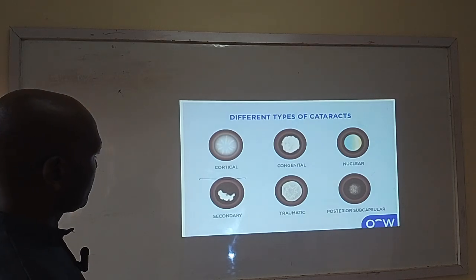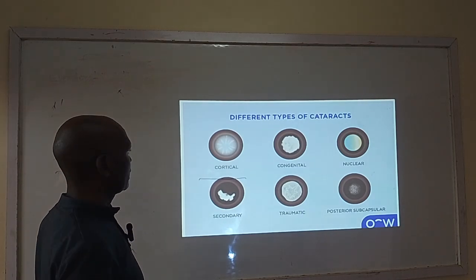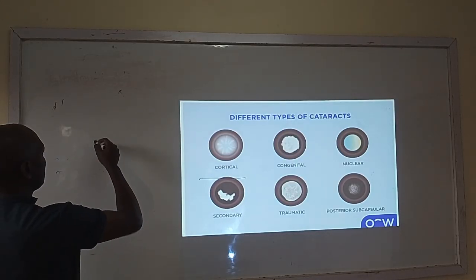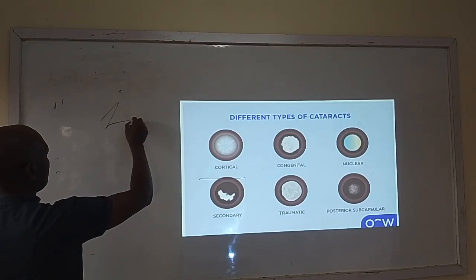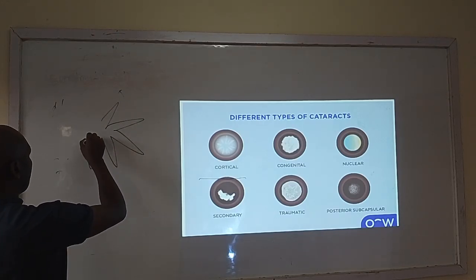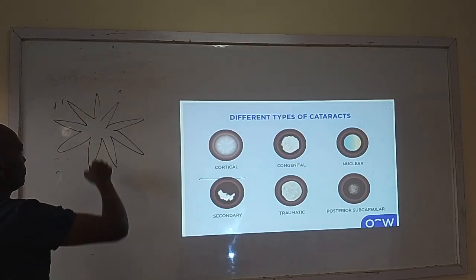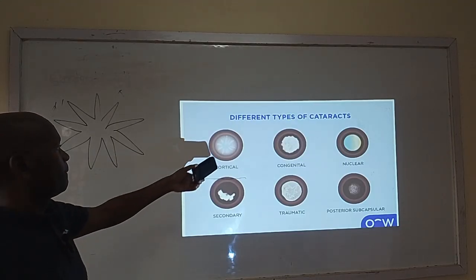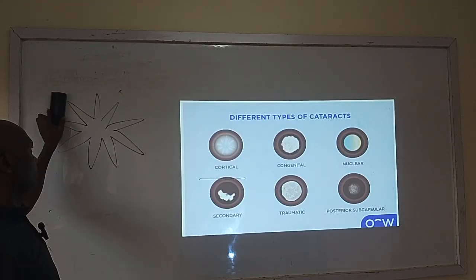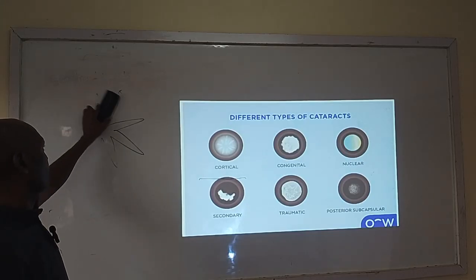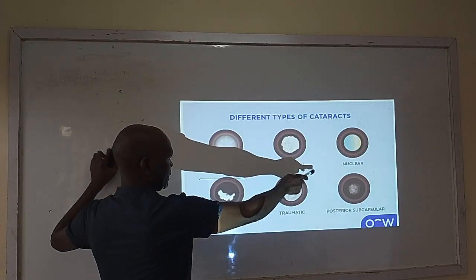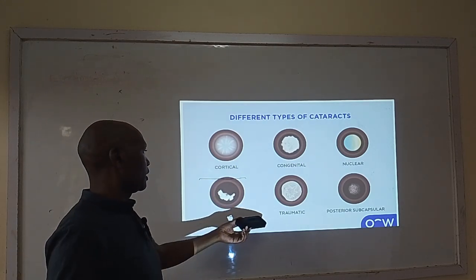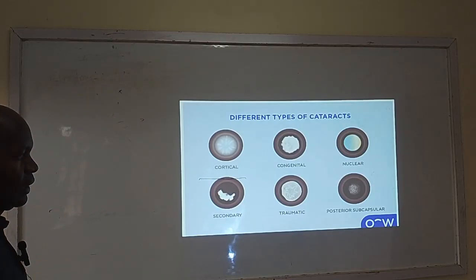So this still shows us types of cataracts. When we have a cortical cataract, this is how it appears. You can see something like spokes like this. So when you do a fundoscopy examination, you are likely to see this kind of thing. Then the type of cataract you will be dealing with is cortical. Then you have congenital, which appears like that, nuclear. This one is due to secondary issues. Then we have traumatic and posterior subcapsular, as you can see.